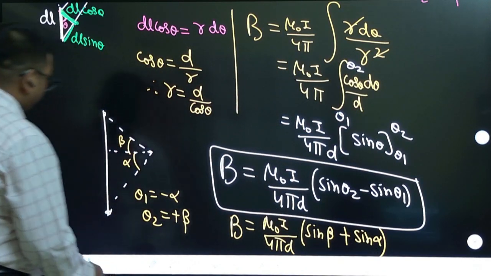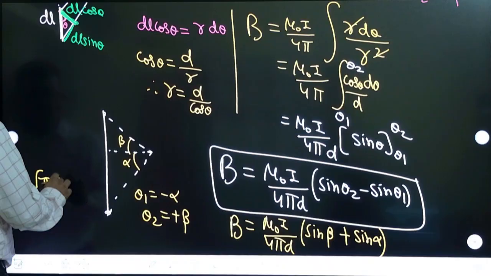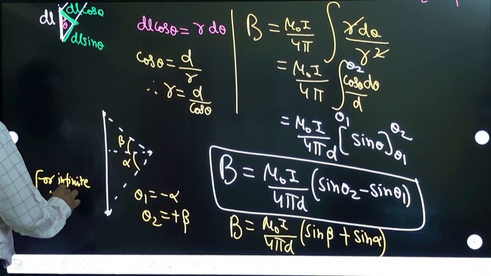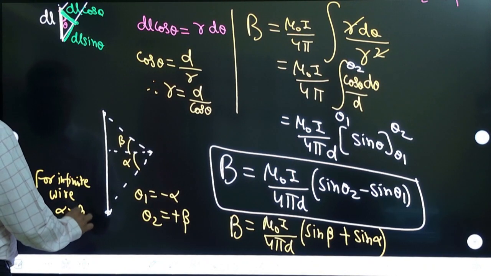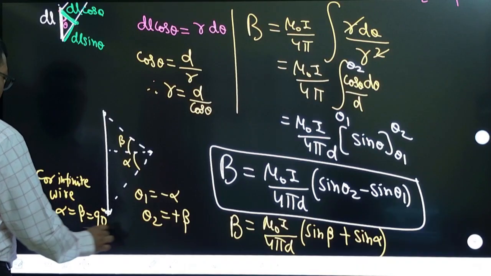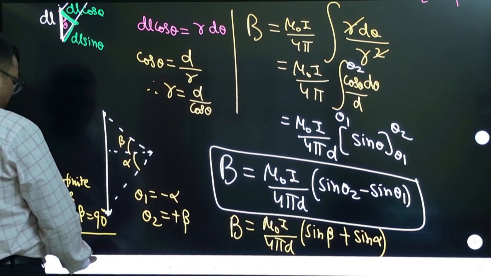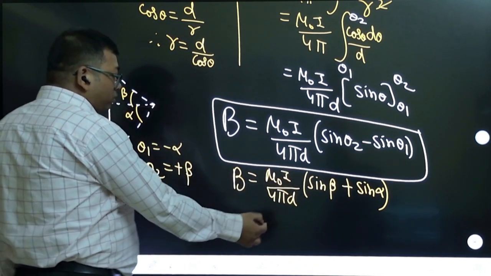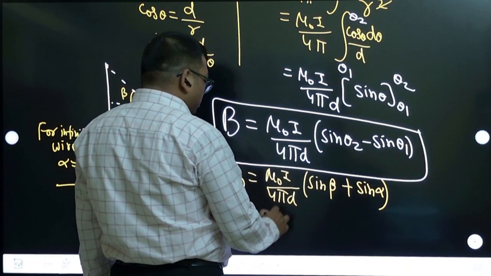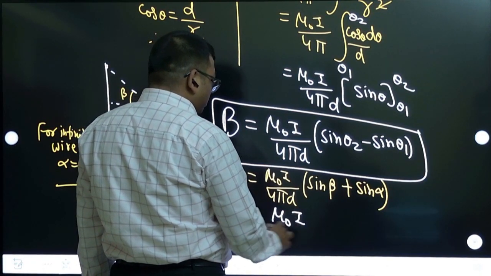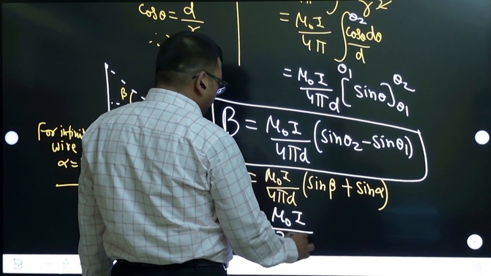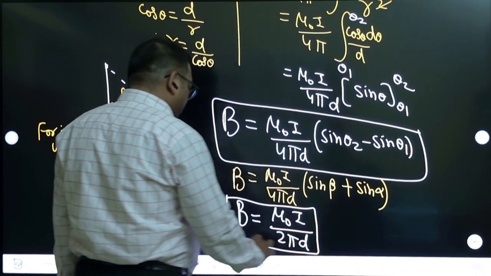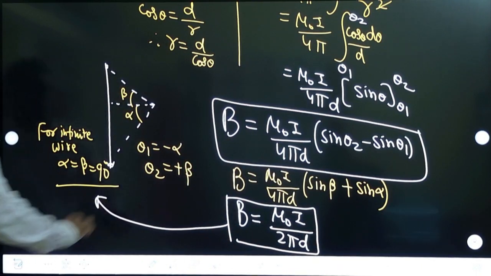And for an infinite wire, alpha is equal to beta is equal to 90 degrees. Substitute 90, 90. Sin 90 is 1, sin 90 is 1, 1 plus 1 will become 2, and that 2 will cancel with the 4 in the denominator. So mu naught I by 2 pi d, that is the formula for the magnetic field due to an infinitely long wire. Clear?